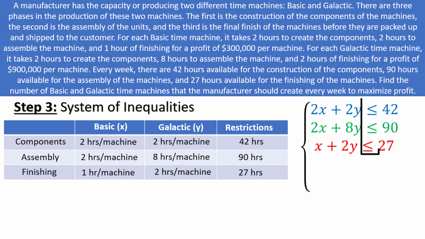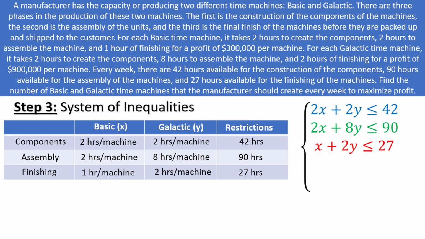We use less than or equal to because we had restrictions. We can't go over the specified number of hours in each department. For my problems, we will always have the equal to part in our inequalities, never just less than or greater than, always less than or equal to or greater than or equal to.